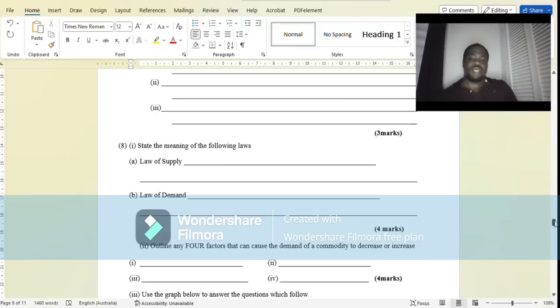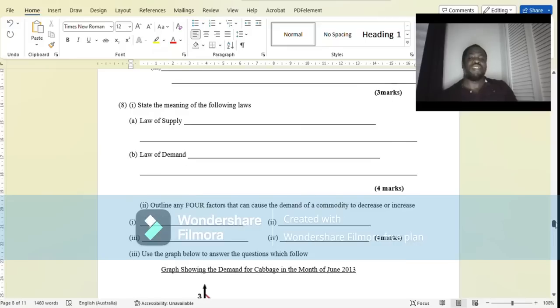Right? The next part says outline four factors that can cause the demand of a commodity to decrease or increase. The demand for a commodity can increase or decrease based on taste and preference. We will buy goods or utilize a service based on season. And we see that with eggs, we see that with sorrel around Christmas time, we see that with meat. So there's an increase in bacon. So there's a higher demand for eggs at that time. And so, you know, the demand will increase.